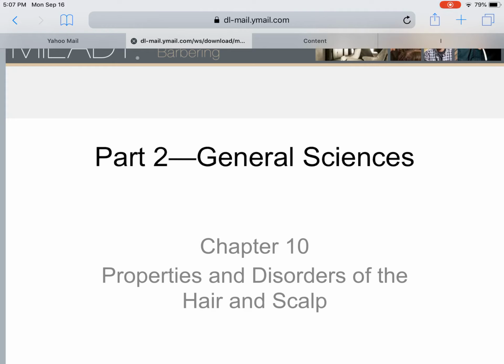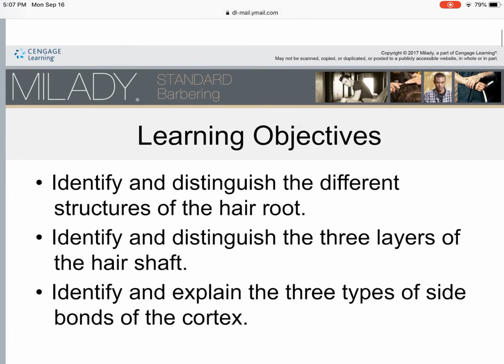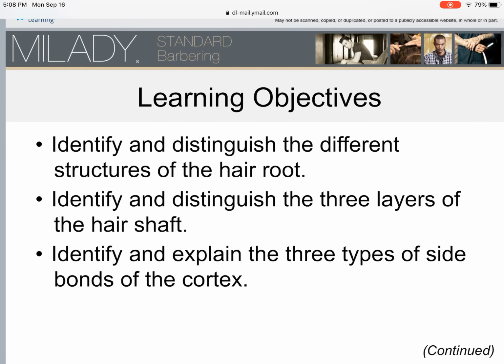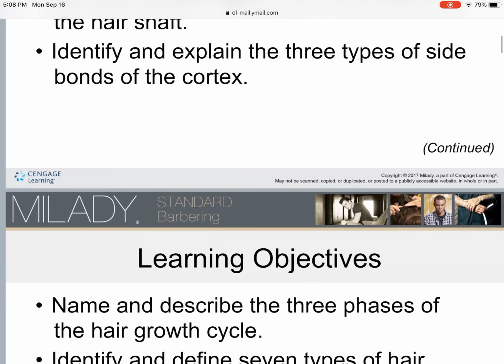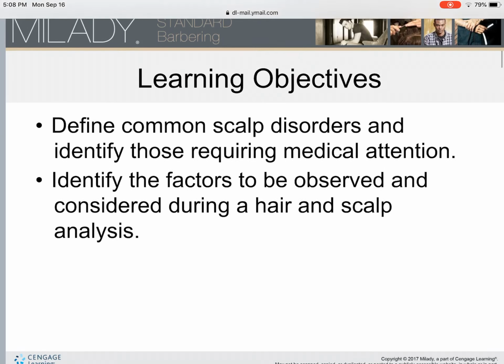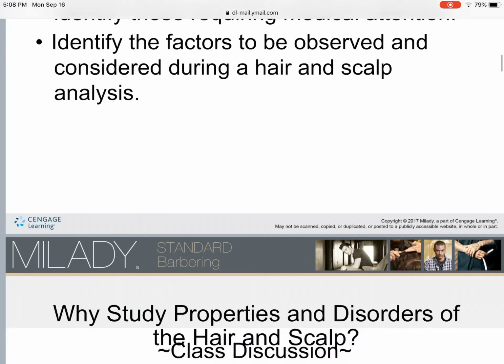Okay, some of the objectives we're going to go over: identify and distinguish the different structures of the hair root, identify and distinguish the 3 layers of the hair shaft, identify and explain the 3 types of side bonds of the cortex, 3 phases of the hair growth cycle. We're going to identify and define 7 types of hair loss, where the rest of this we did during the level 1 course. And these objectives we covered in level 1 as well.